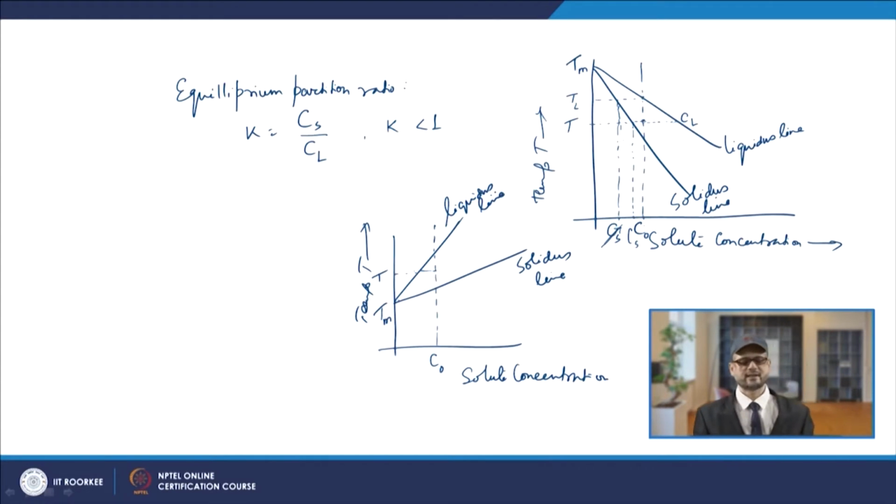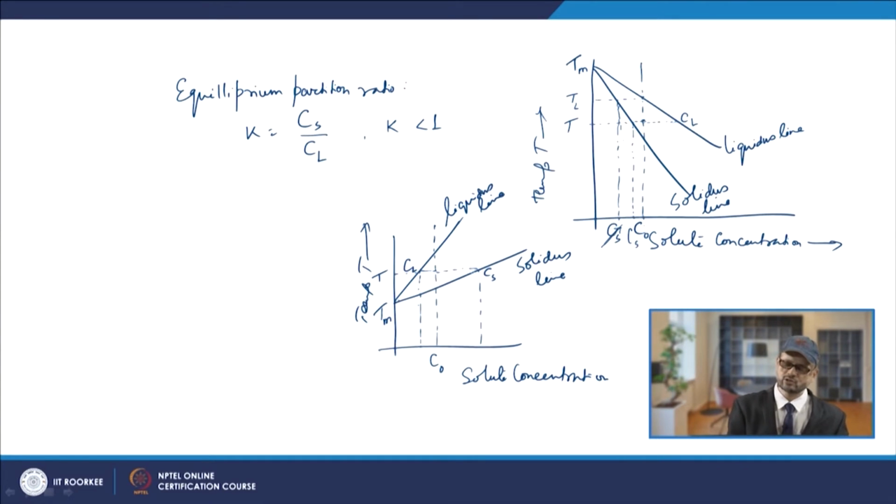So, in this case you will have Cs touching to this point. So, this will be corresponding to Cs and this will be corresponding to Cl. Now, what we see in this case is Cs is having a larger value than Cl. So, the solid which is crystallizing out will have a solute concentration more than what the liquid has, and it continues to grow.